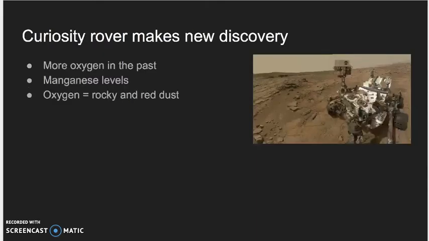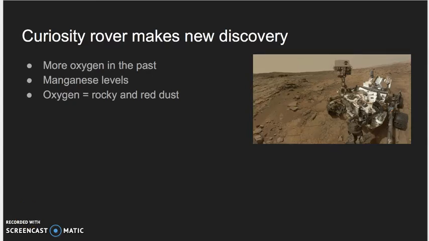Alright, so next we have a rover named Curiosity that made a new discovery about Mars. What it had discovered was that there was more oxygen on Mars in the past, and more oxygen means that there would have been more water for a habitable environment. They know this because the manganese levels are like Earth's, and it can only be present with water. It can't be formed without some sort of abundance of water. And the oxygen that it once had led to the rocky surface and the red dust that covers the surface of the planet now.